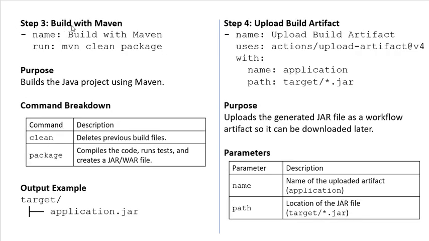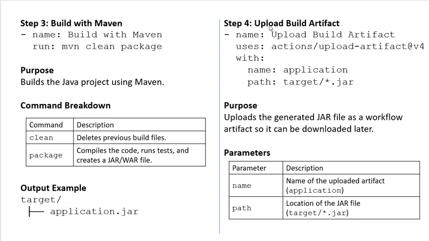Step 3 is build with Maven: - name: Build with Maven, run: mvn clean package. This builds the Java project using Maven, and the command breaks down as follows. Clean means delete the previous build files, and package means compile the code, run the tests, and create the JAR and WAR files. The output is the target directory, which stores the application.jar file.